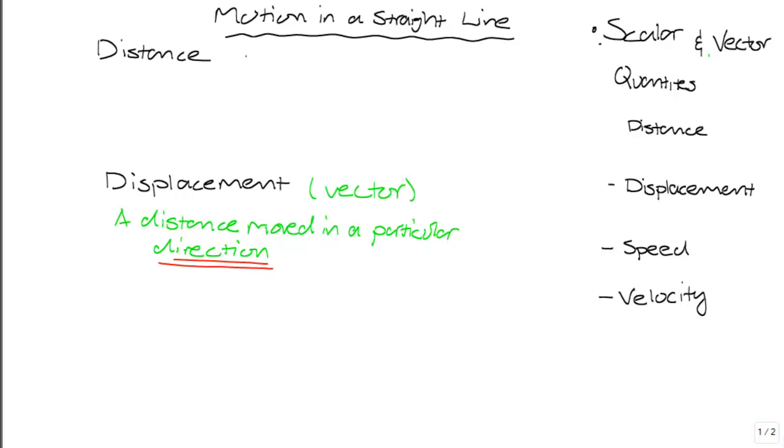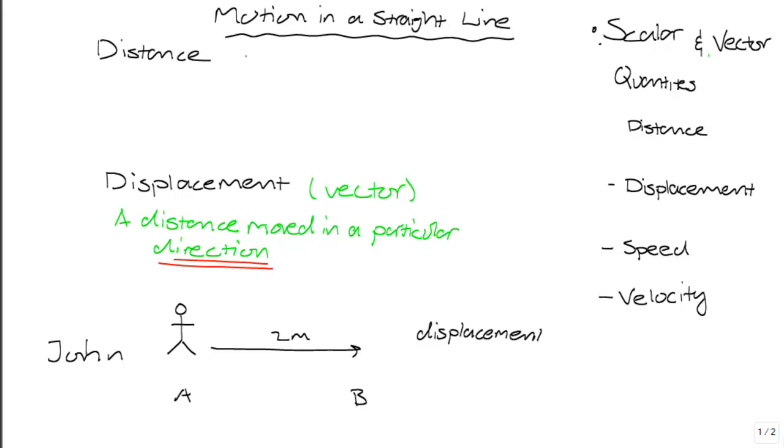So let me give you another example. Suppose John, stickman John, starts out at location A and walks 2 meters to location B. We'd say that his displacement, which has the symbol S or X, is equal to 2 meters, which is the magnitude of the distance moved, but it's 2 meters to the right, because the direction he moved from A to B was from left to right. So John moved 2 meters to the right.